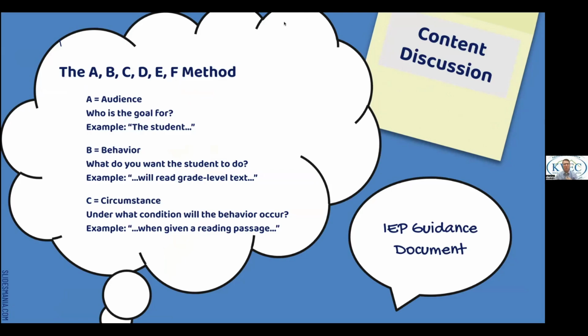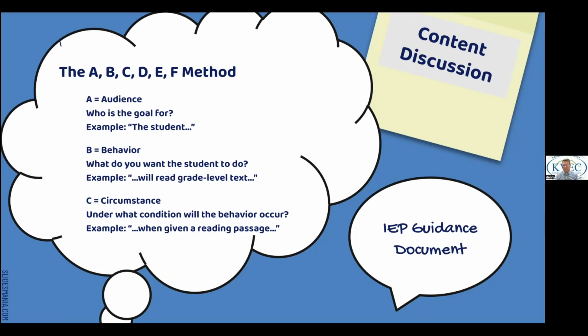One of the things we want to talk about today is the content discussion here. We want to really think about the ABCDEF method. It's in the IEP guidance document, clearly linked in there. Sometimes it's confusing for new students. Maybe you've been to a university that taught you to write SMART goals. SMART goals are fine, there's nothing wrong with them, but the way we write goals in Kentucky, we follow this ABCDEF method.